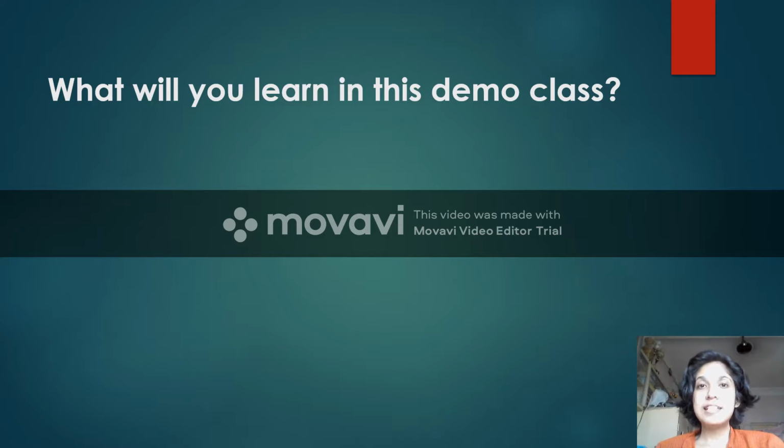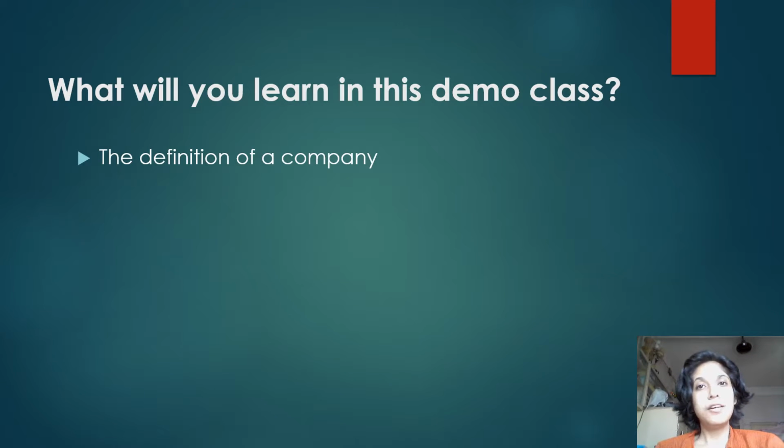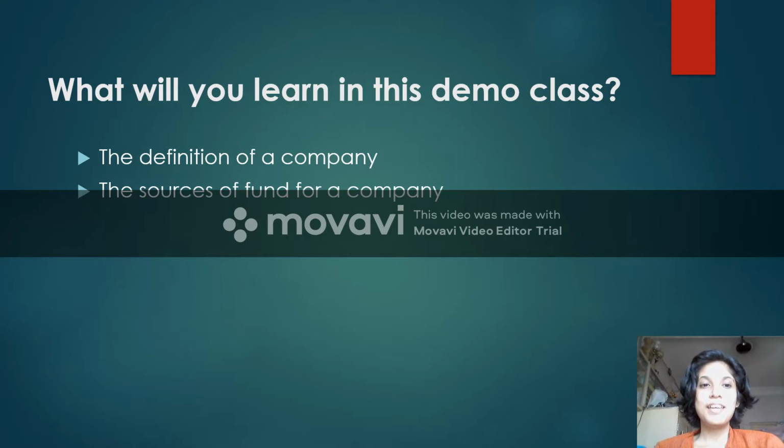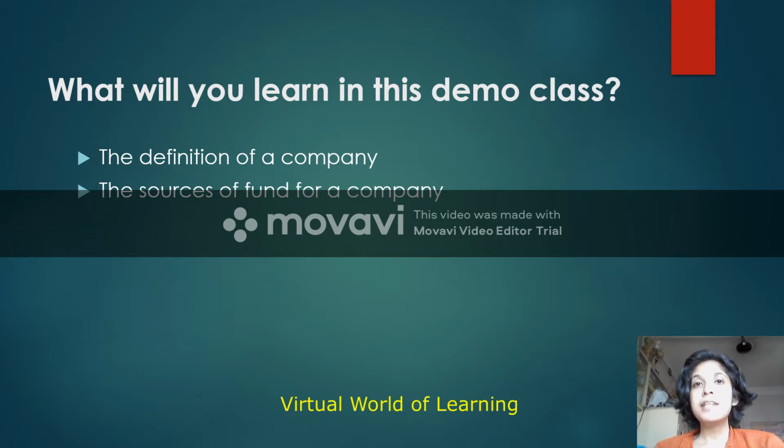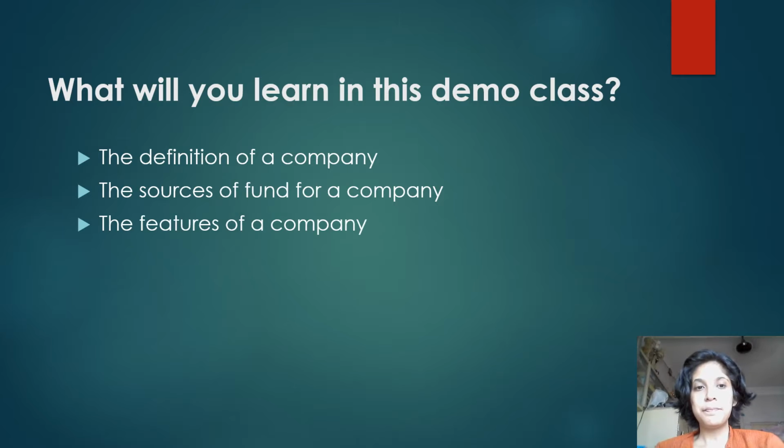So before starting the class, you should know what you are going to learn in this demo class. First of all, we have to know the meaning of the company, because unless we know the meaning, we cannot understand anything after this. Next is the sources of fund for a company. For any company to run, it needs some capital. That capital will be raised by some sources. That source we have to identify for each and every type of company.